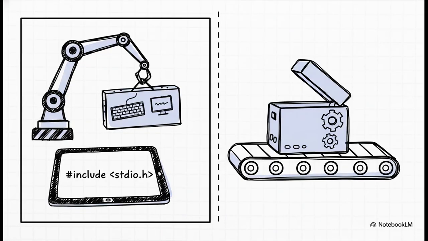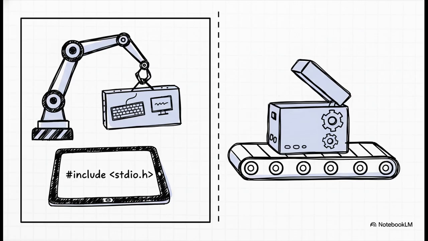So this line here, this is a really special kind of instruction. It's called a preprocessor directive. The pre part is key. It means this happens before our program even starts to run. Think of it like leaving a note for the construction crew. Before you start building, you tell them, hey, go grab this specific toolbox. In our case, that toolbox is the standard input/output library, or stdio.h, and it's got everything we need to print stuff to the screen.